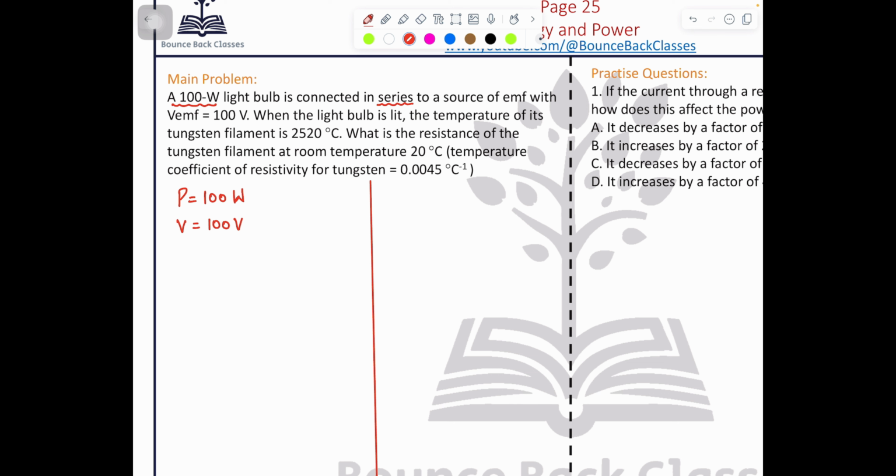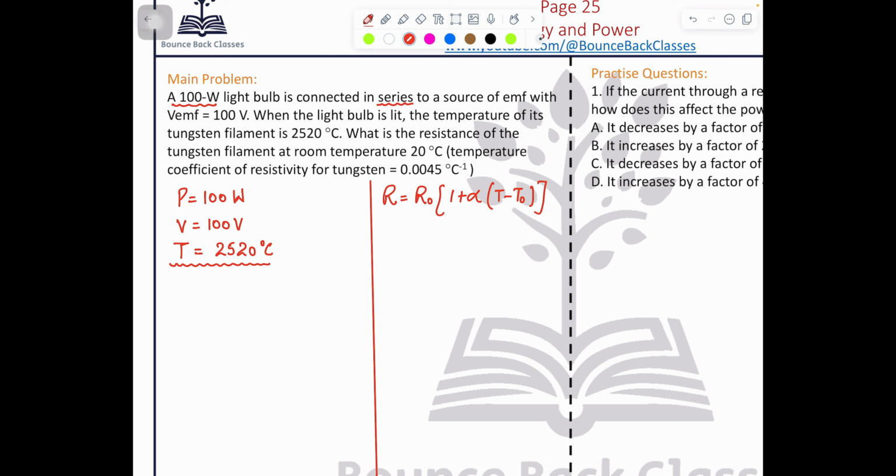Yes, now guys, what you need to focus, there is a temperature of the bulb which is 2520 degree. See, whenever there is the concept of temperature in the question, we have one general formula for that. R is equal to R naught times 1 plus alpha bracket T minus T naught. I will explain this. T is equal to 2520.